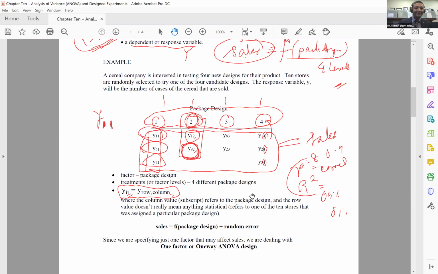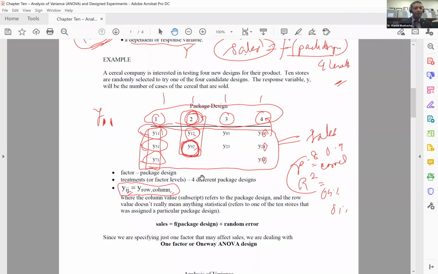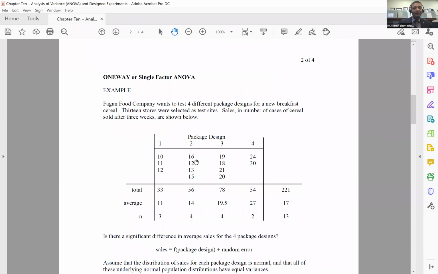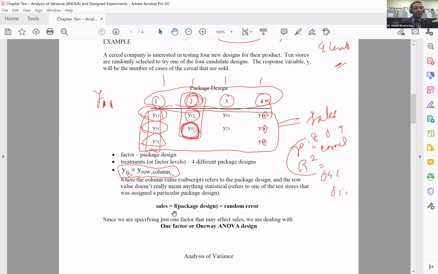Okay, so in essence, your factor is your package design. There are 4 different package designs, so 4 levels or treatments. You are trying to see if package design impacts sales. In other words, you are trying to model sales as a function. That F stands for a function. You want to model sales as a function of package design. And then there is some random error that you are not taking into consideration.